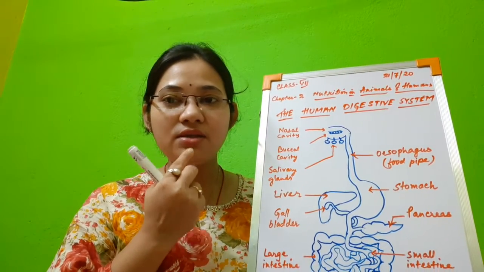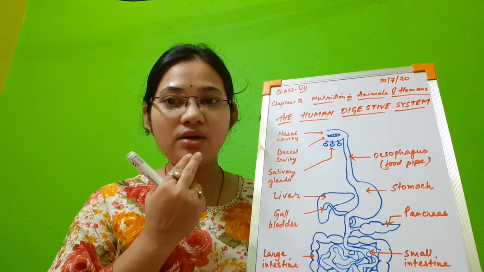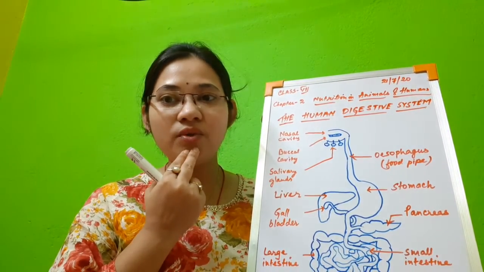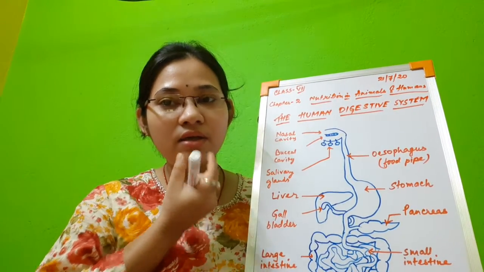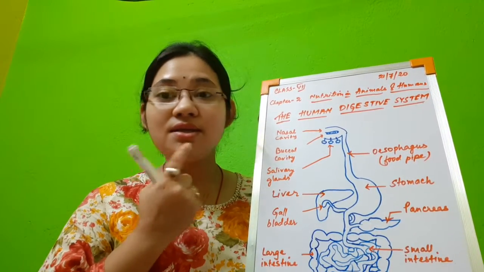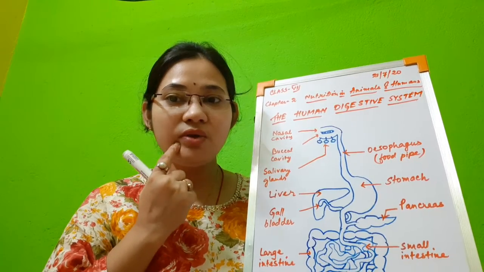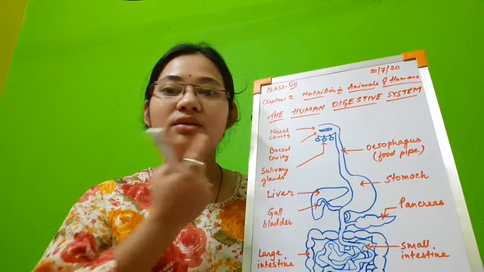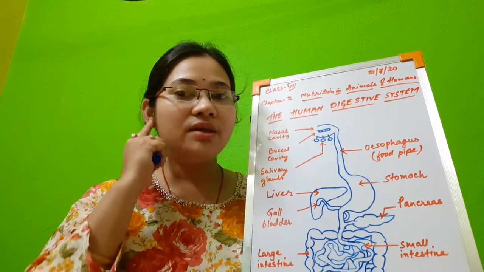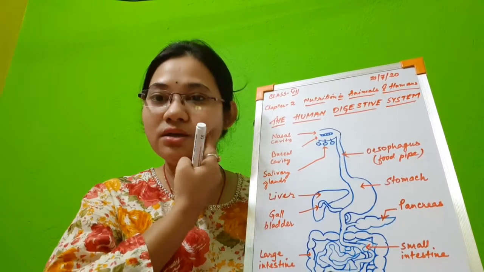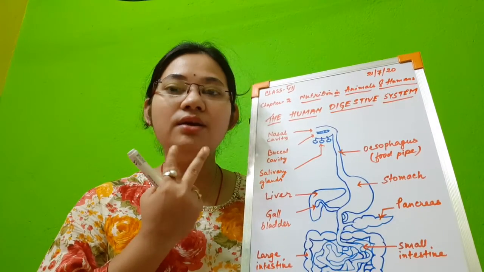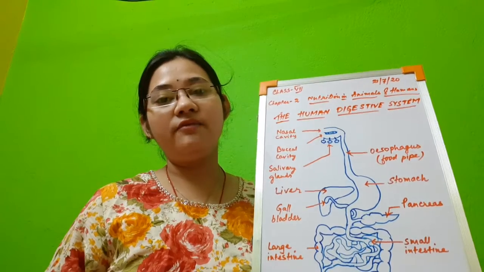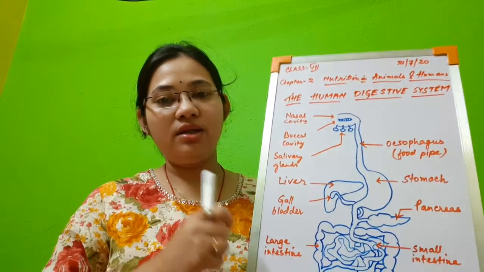Here 2 are present just below the tongue, so they are called sublingual. Sub means below, and tongue means lingual, so sublingual 2 are there. Then here 2 are there which are called submaxillary, that means just below the lower jaw. And 2 are present just close to the ear, so they are called parotid. So sublingual, submaxillary and parotid. So there are 3 pairs of salivary glands present in our buccal cavity.